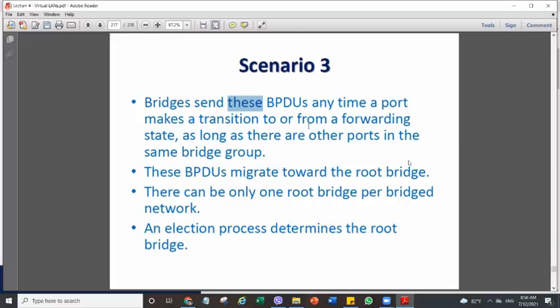A port makes transitions from the forwarding state as long as there are other ports in the same bridge group.